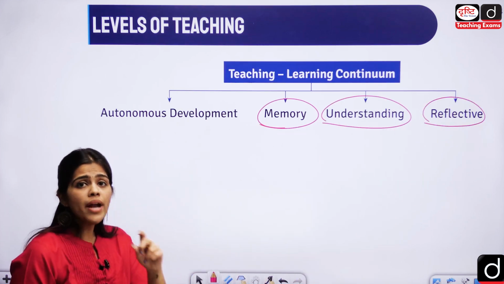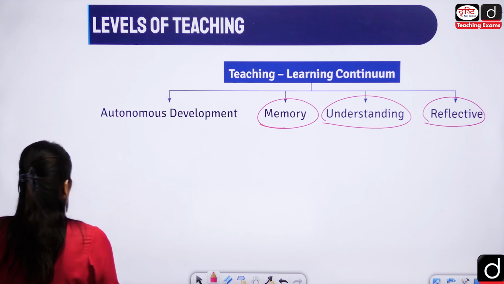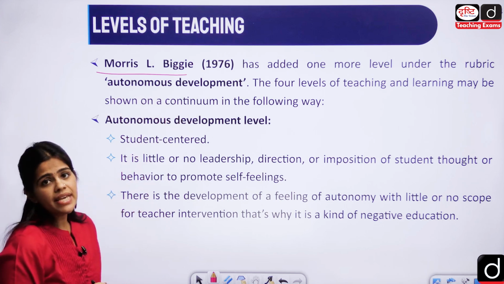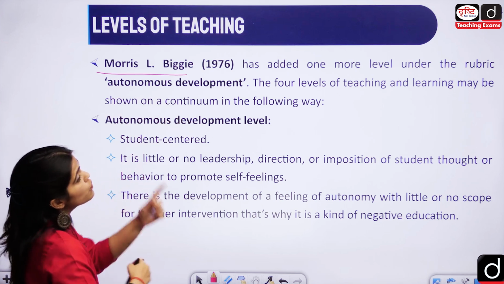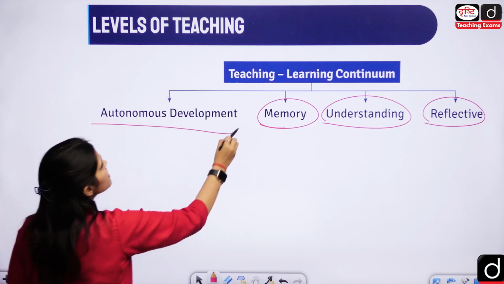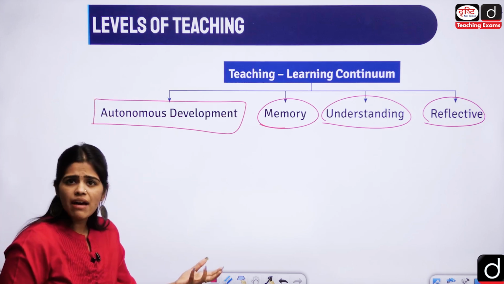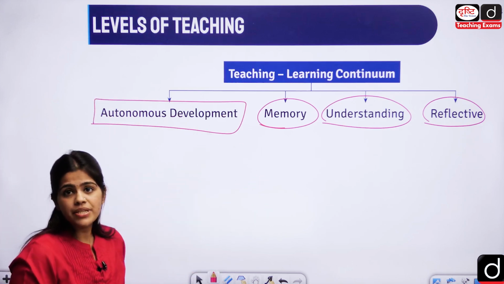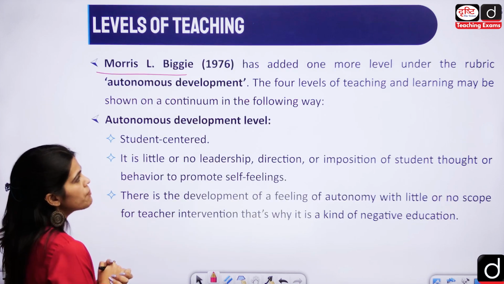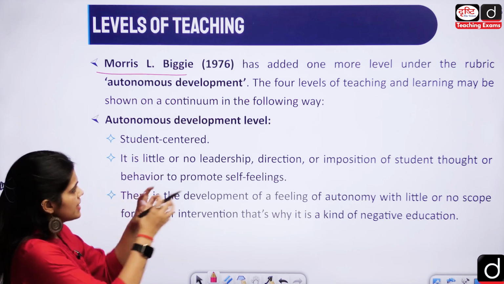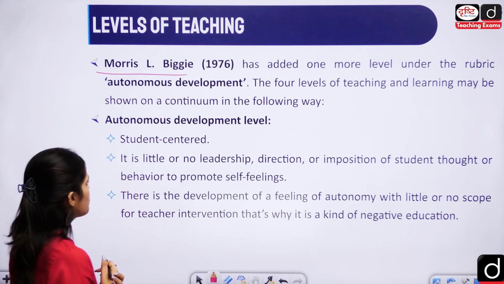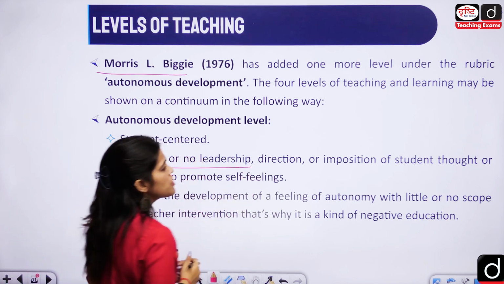But there is one more person that you need to remember, and you need to remember the name also. That is Maurice L. Biggie. Maurice L. Biggie in 1976 added one more level to the rubric, and this is termed as the autonomous development. So it's not even a level, it is a development that happens. Sometimes this development happens. It is called the autonomous development. The fourth development that we have is what? It is a more student-centered approach. It is little or no leadership that is seen here.